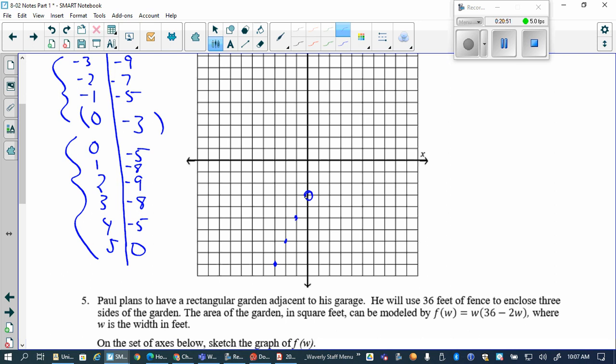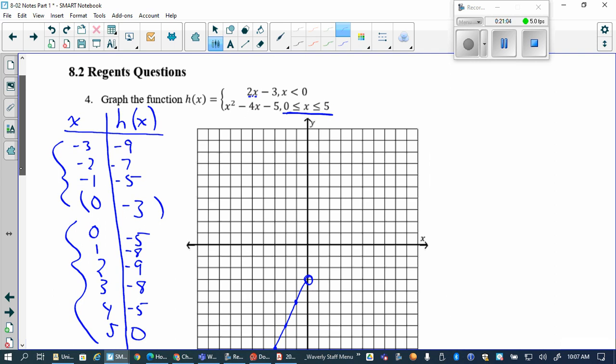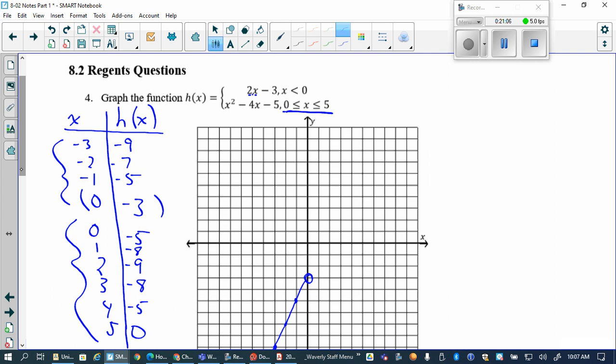Open circle, right? Now this one will have an arrow at the end of it, won't it? Because it's all the x's less than 0, not in between anything. So that one keeps on going. Will our second one have any arrows on it? No, because it starts at 0 and stops at x of 5.